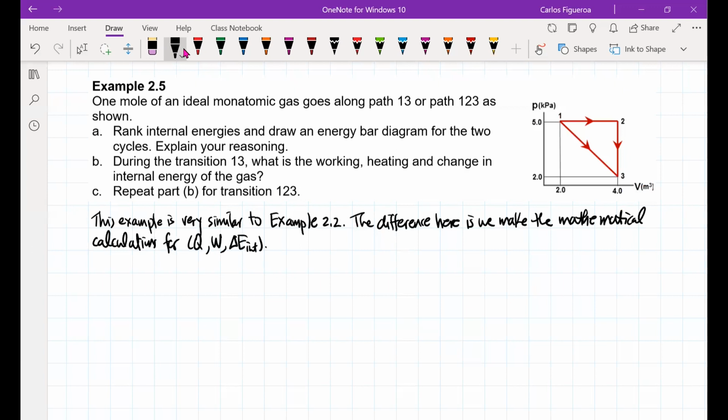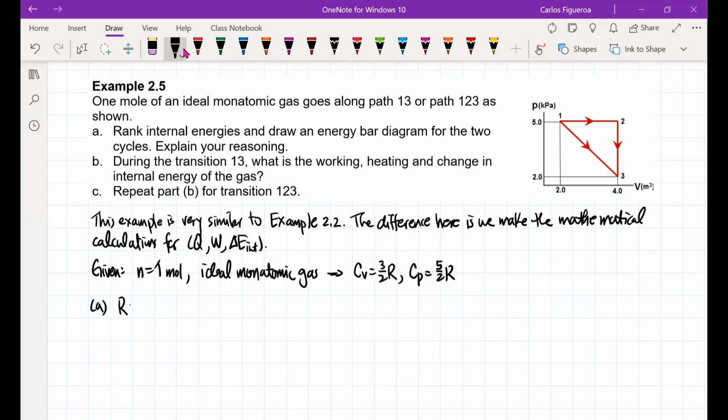So what's given here is that we have 1 mole of an ideal monatomic gas. And that immediately tells us that CV is 3/2 R and CP is 5/2 R. So before we get started, let's rank the internal energies. So the first thing I want to do here is rank the internal energies.